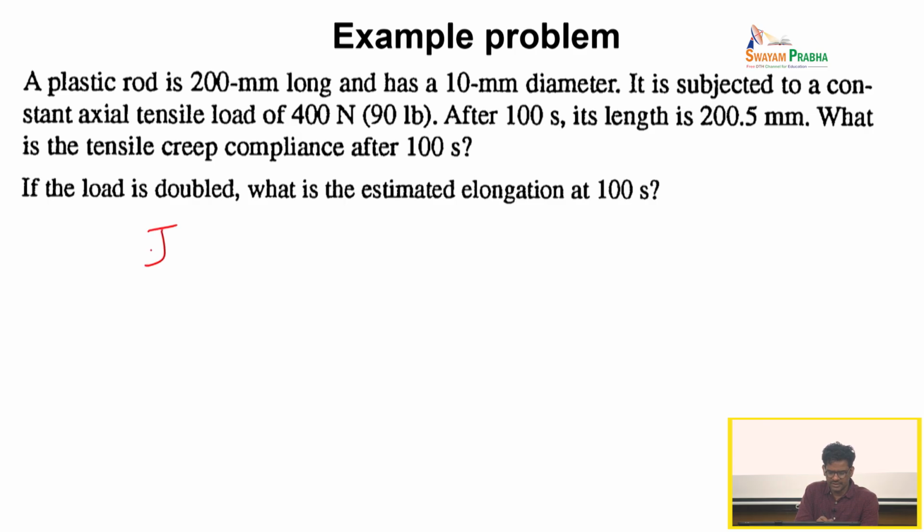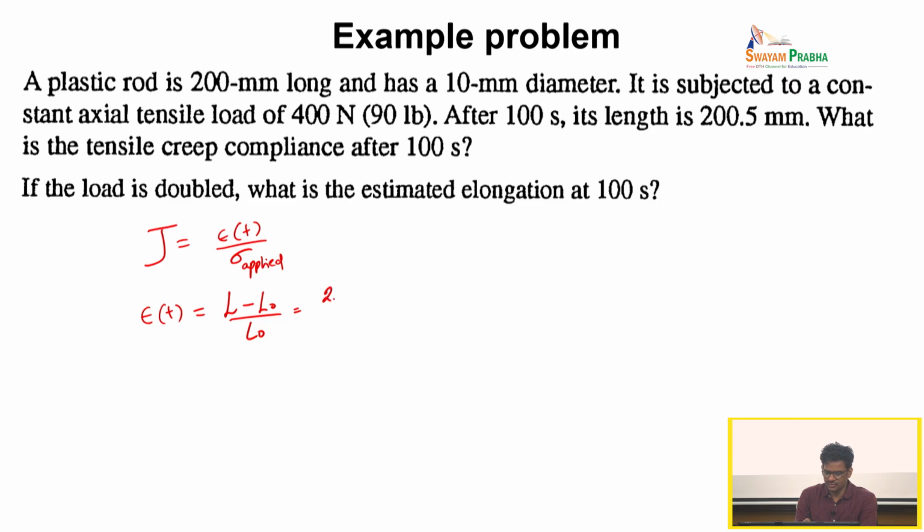So, what is the formula for the creep compliance? J is equal to epsilon over sigma applied, right. So, what is epsilon? We are talking about epsilon at a particular time, after 100 seconds. So t here is 100 seconds. So this is L minus L naught by L naught. This is the definition of strain.